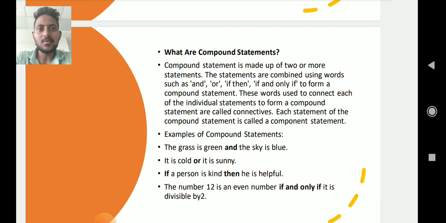Examples of compound statements: the grass is green and the sky is blue. It is cold or it is sunny. If a person is kind, then he is helpful. The number 12 is an even number if and only if it is divisible by 2.